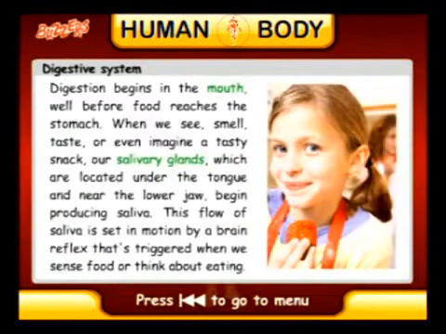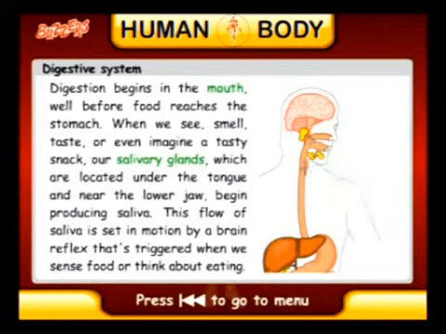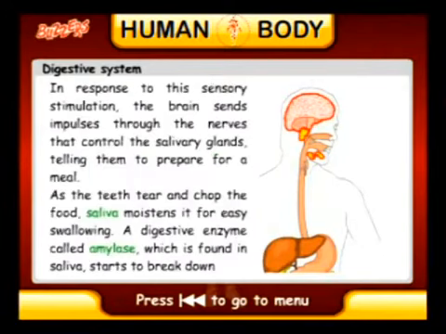Digestive system. Digestion begins in the mouth, well before food reaches the stomach. When we see, smell, taste, or even imagine a tasty snack, our salivary glands, which are located under the tongue and near the lower jaw, begin producing saliva. This flow of saliva is set in motion by a brain reflex that's triggered when we sense food or think about eating. In response to this sensory stimulation, the brain sends impulses through the nerves that control the salivary glands, telling them to prepare for a meal.